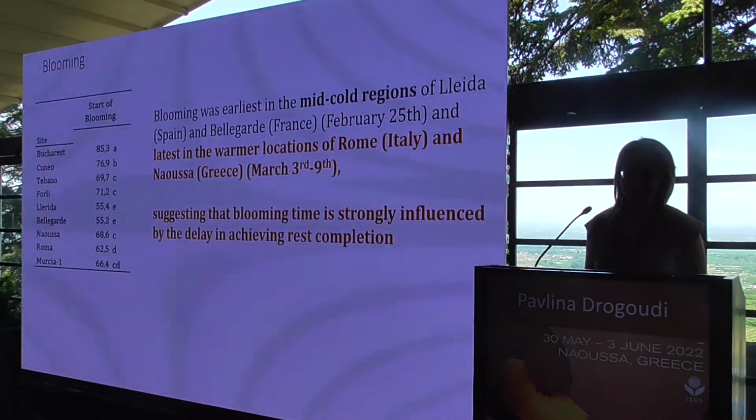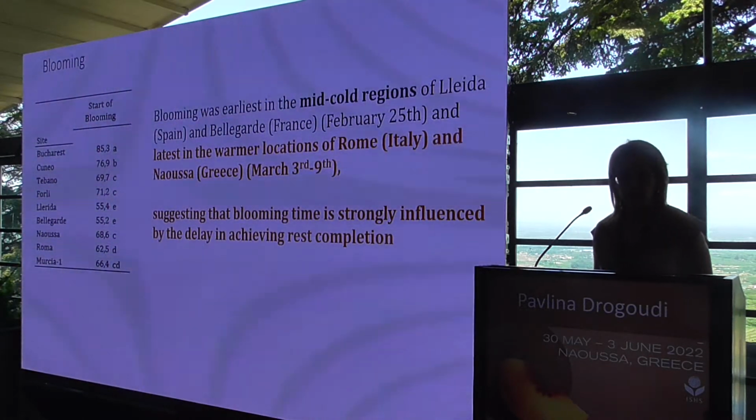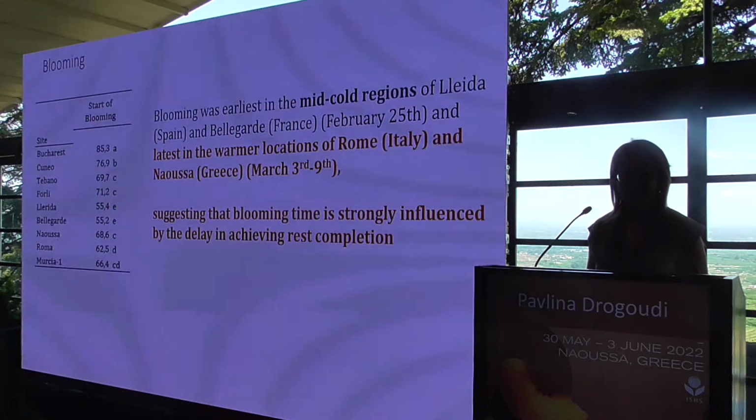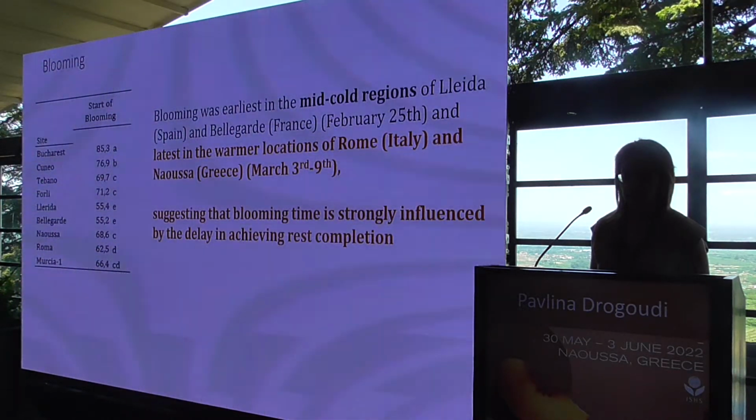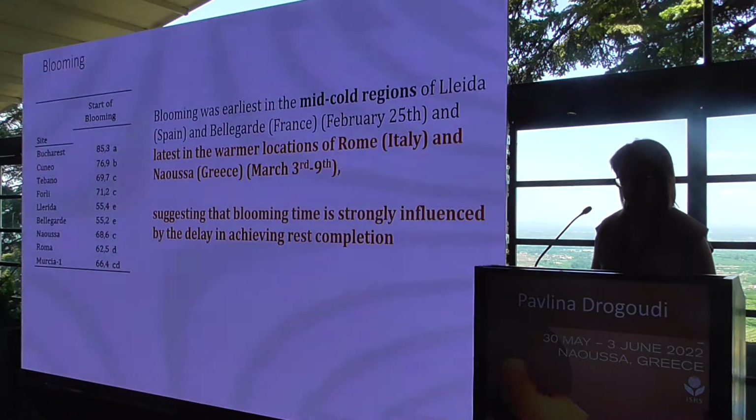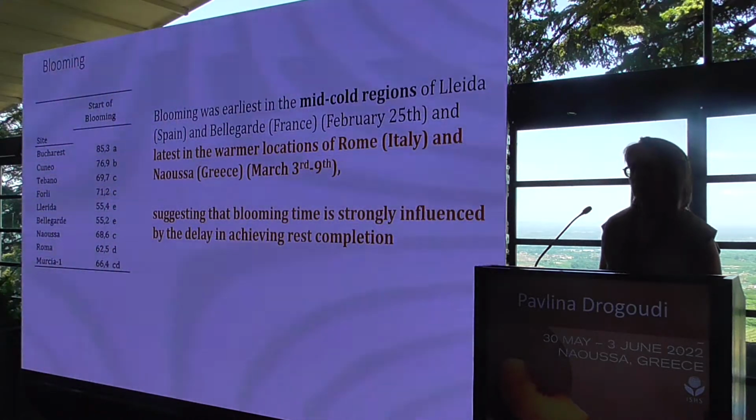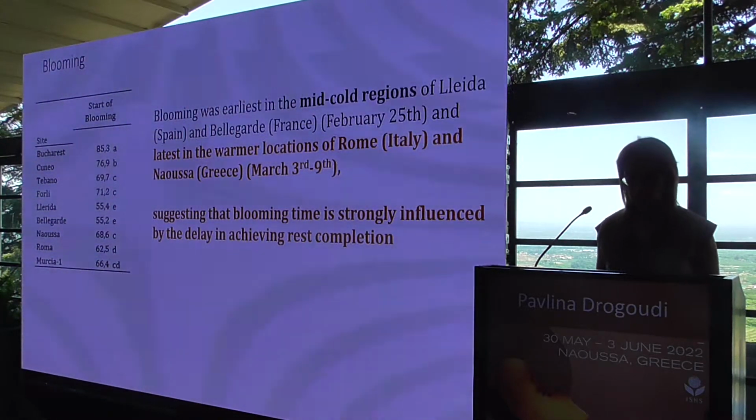Blooming was earliest in the mid-cold regions of Lleida in Spain and Bellegarde, France, and latest in the warmest locations of Rome and Nausa, suggesting that blooming time is strongly influenced by the delay in achieving rest completion in Nausa and Rome. I think that is an important point to realize, that this is happening in our site.